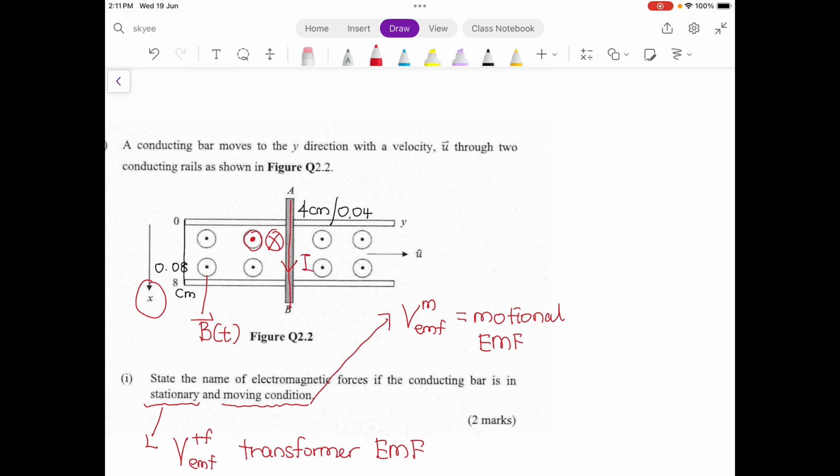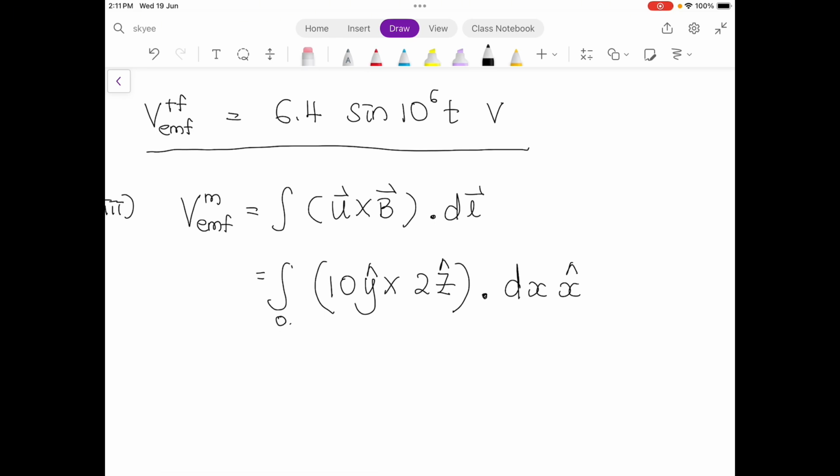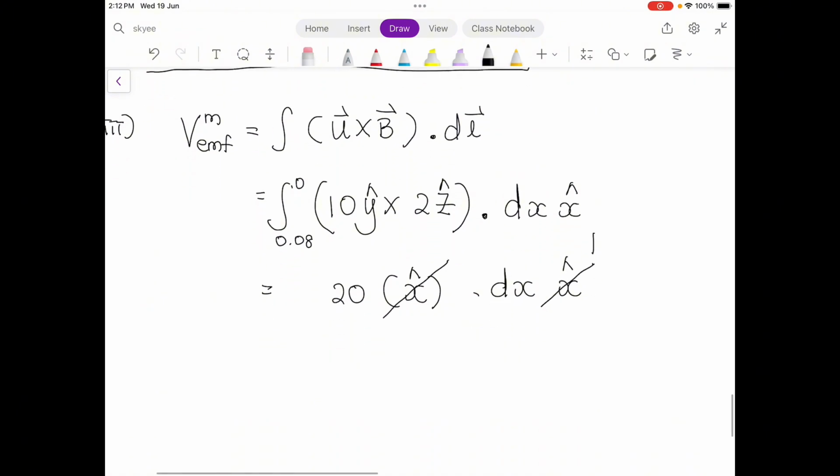So you have to integrate opposite to the direction of the current flowing, that is from 0.08 to 0. You have to follow these directions. So you integrate 0.08 to 0, opposite to the direction of the current flow. Here you will have 20, so y cross z will give you x, and over here you still have one more x, so you can cancel both of them to make it 1.